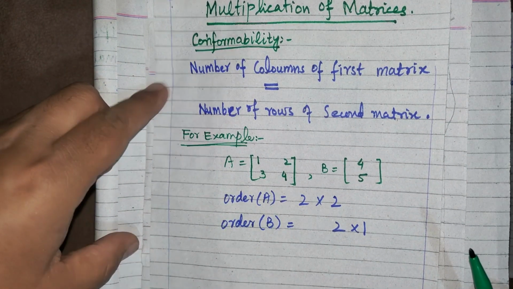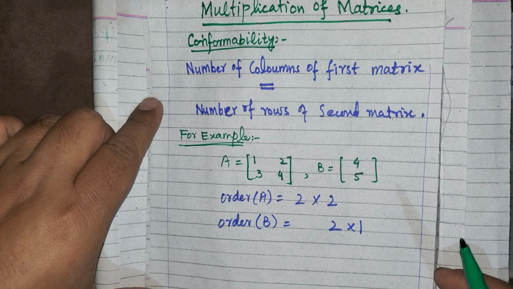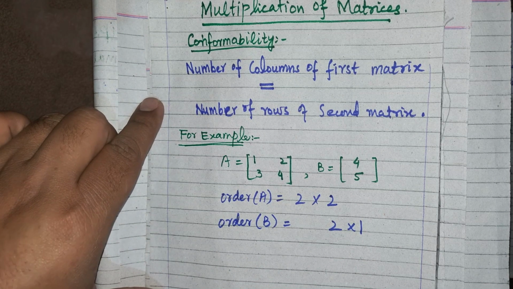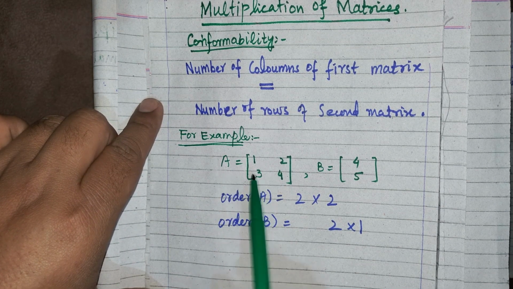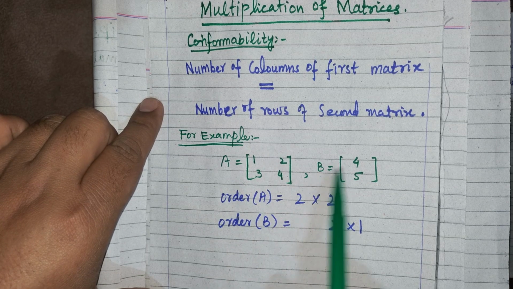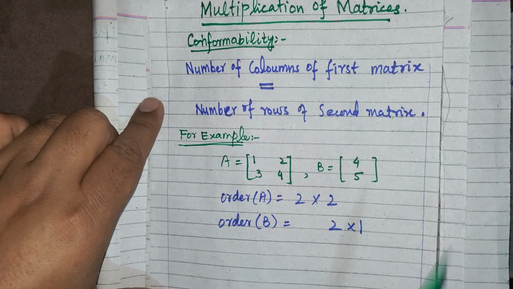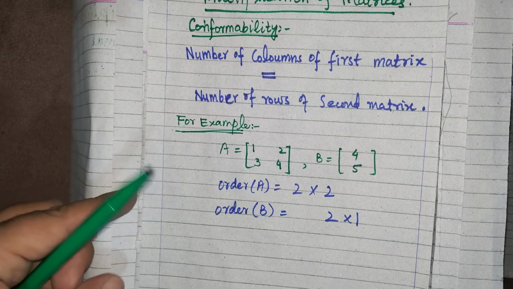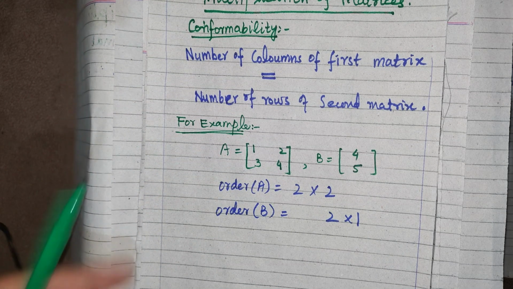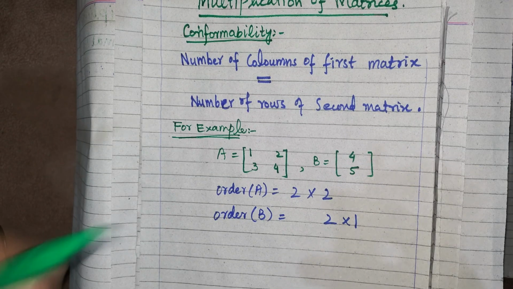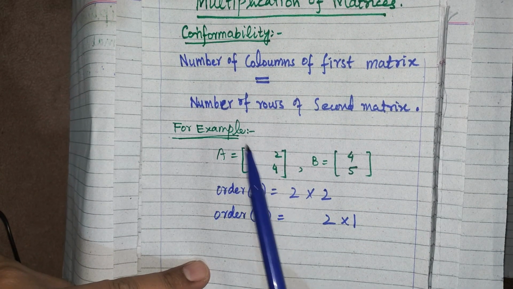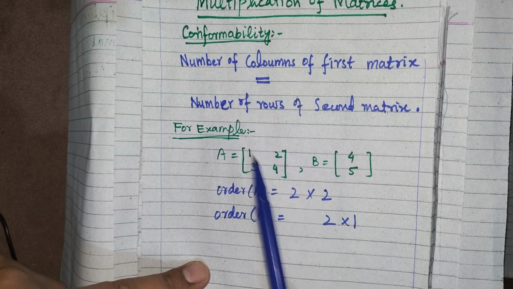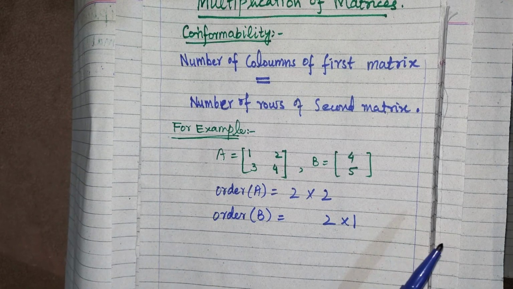So we are going to take two examples for explanation of multiplication of matrices. The first one is a little bit simple. Let's look at it. We have a matrix A equal to 1, 2, 3, 4 and a matrix B equal to 4, 5. So for conformability, we will check the number of columns of the first matrix and the number of rows of the second matrix. We can easily say that the total number of columns in this matrix is 2 and the number of rows of this matrix is 2. So these matrices are conformable for multiplication.